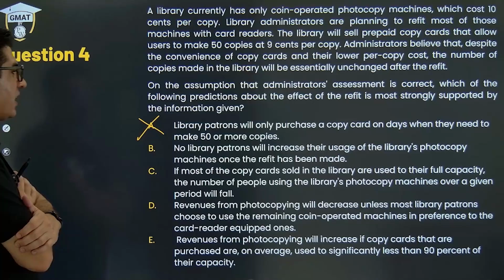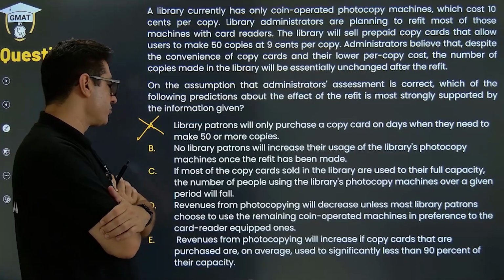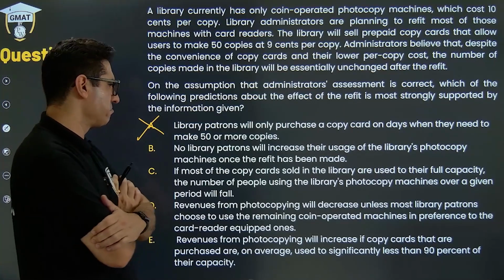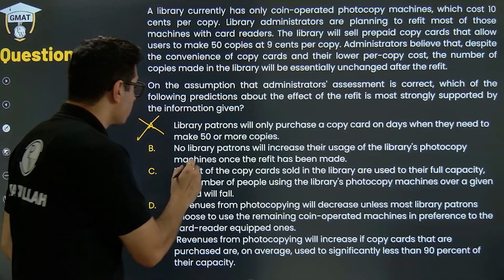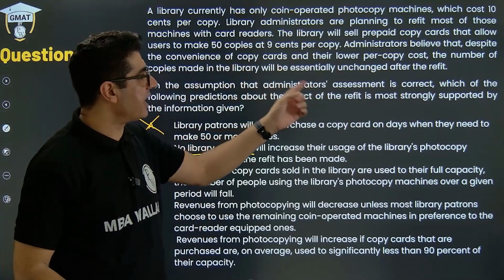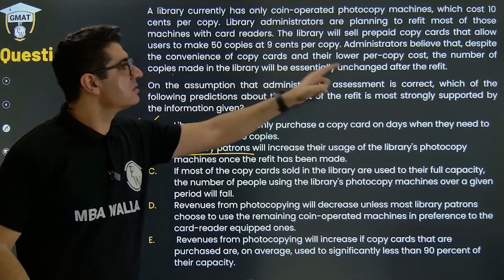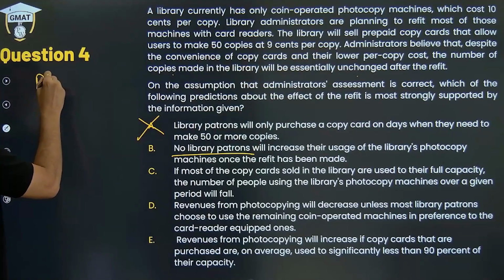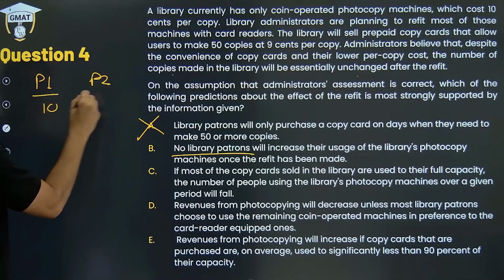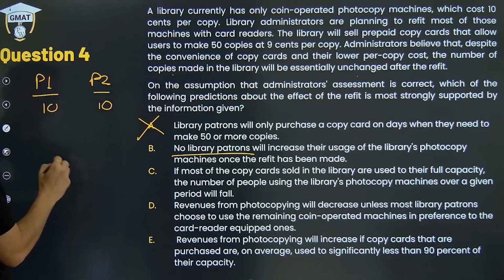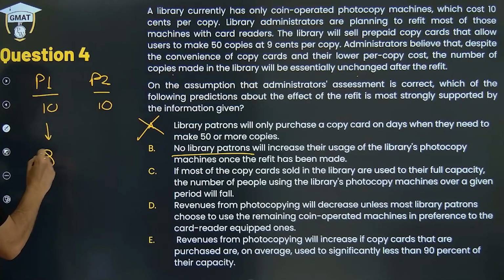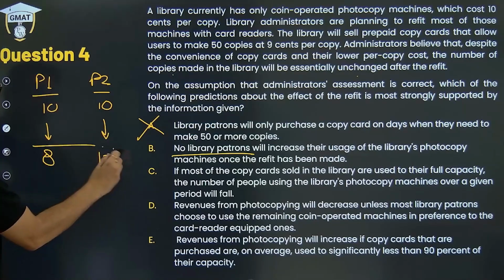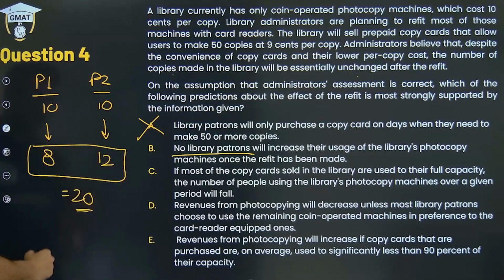Let's check. No library patrons will increase their usage of the library's photocopy machines once the refit has been made. Cannot be determined. Why? Because it says no library patron. All that we know is that the overall number of copies will remain unchanged. But imagine there are 2 patrons, okay? Patron 1, patron 2. Both used to make 10 copies each earlier. Now that you have these cards in place, patron 1 starts making 8 and patron 2 starts making 12. The total is still 20, but one guy is getting more copies done, and the other guy, because he is getting fewer copies done, is compensated.